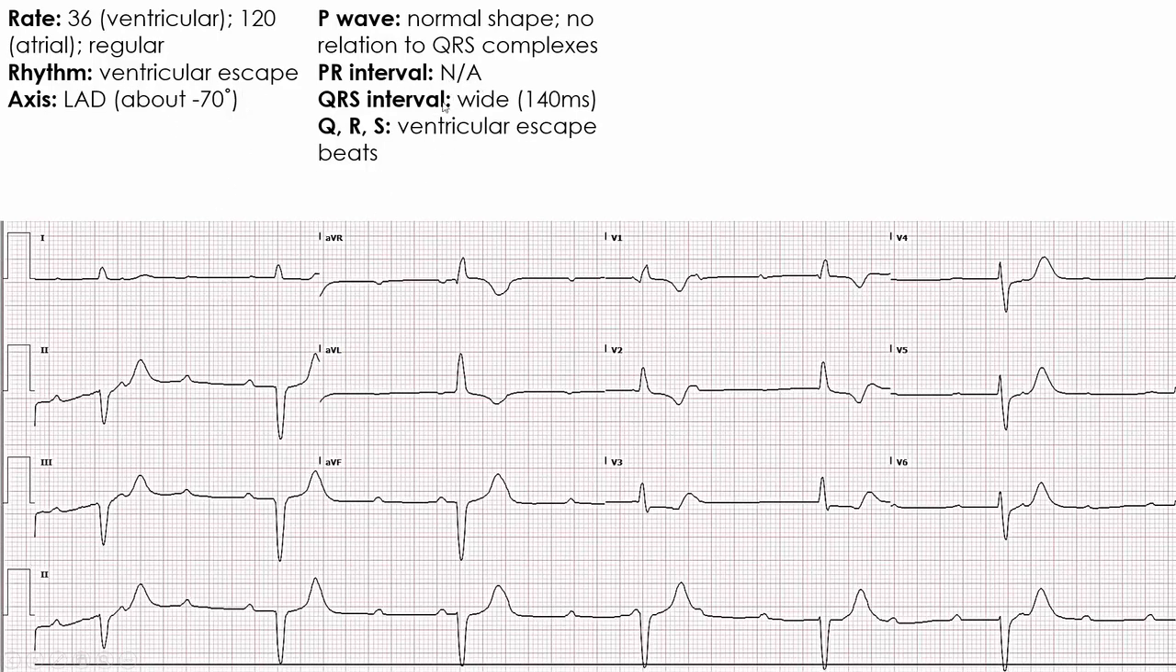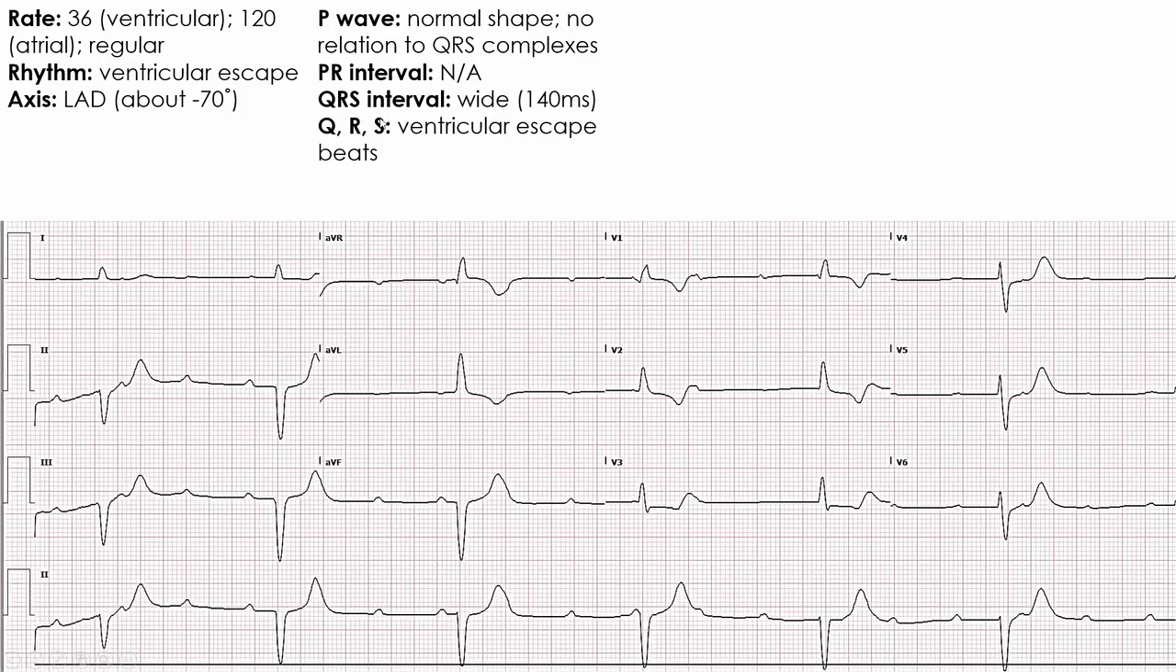The PR interval really isn't applicable when there's no relation here. As you can see, every PR interval is totally different. This one's prolonged, that one's normal, that one's short, but in reality these PR intervals are meaningless. The P waves are not conducting into QRS complexes. This is all just, well, it's irrelevant really, not applicable.